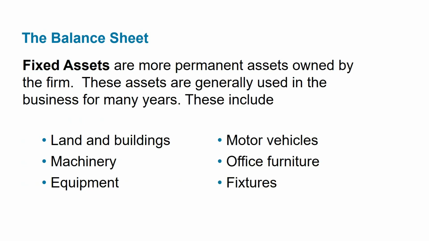Fixed assets, on the other hand, are more permanent assets that are owned by the firm. These assets are generally used in the business for many years. They include land and buildings, machinery, equipment, motor vehicles, office equipment, fixtures. These are all permanent or fixed assets.